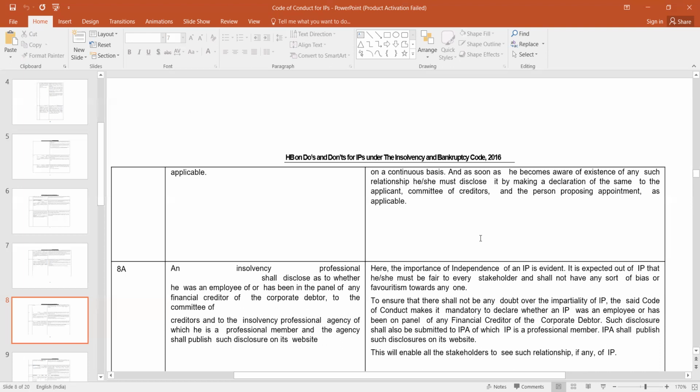CIRP of XYZ Limited is going on. One of the directors is having an independent business also, which is being run in the name of his son. So, the son of one of the directors of the CD, which is undergoing CIRP. You are an insolvency professional. Now, you have taken a loan from the business entity, which is being run by the son of the director. So, in such a situation, what would you do?